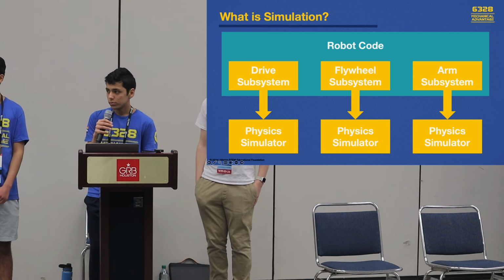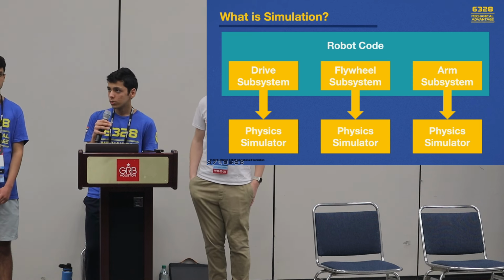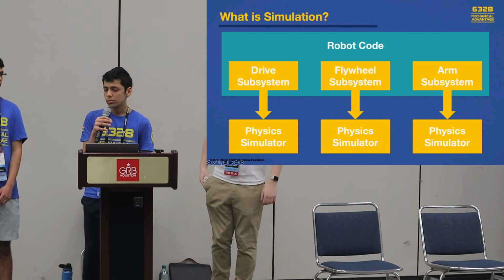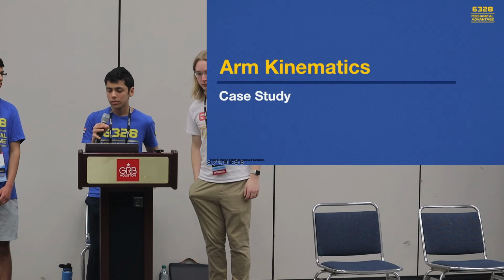However, this is kind of rare because we usually only want to model the interactions that are happening within a single subsystem. For example, even if it's a complex thing such as a double jointed arm, we still only want to really model the stuff that's happening within the arm.